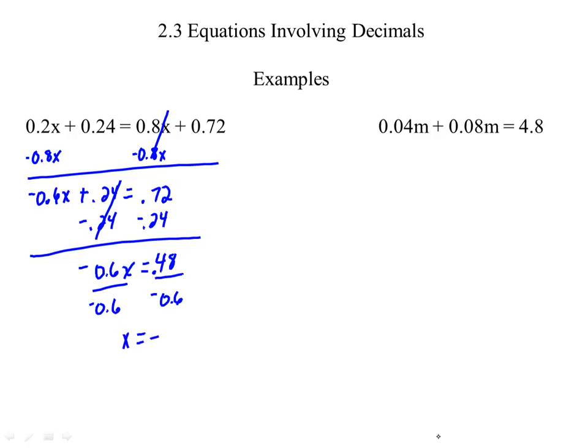I left my decimal out. Alright, so the one on the right, you have 0.04 plus 0.08, which is going to give you 0.12m. Remember, you're on the same side, so you're just putting them together. Is equal to 4.8. Divide both sides by 0.12. And you're going to get m is equal to what? You should get 40. Are we okay?